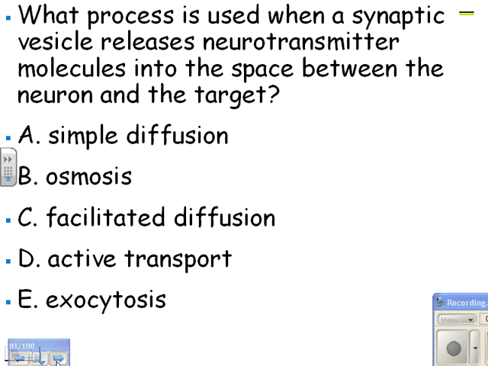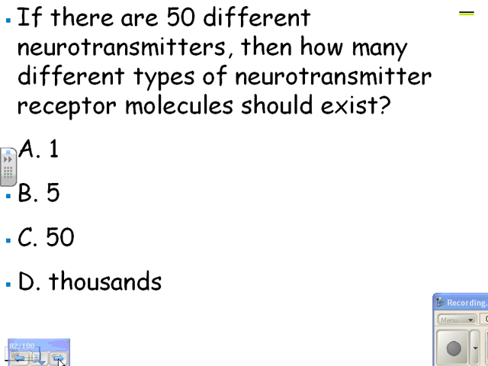What process is used when a synaptic vesicle releases neurotransmitter molecules into the space between the neuron and the target? That is exocytosis. If there are 50 different neurotransmitters, then how many different types of neurotransmitter receptor molecules should exist? There should be 50 different ones because they're all specific. So serotonin is a neurotransmitter. There are receptors for serotonin. Those receptors are totally different than the receptors for acetylcholine.